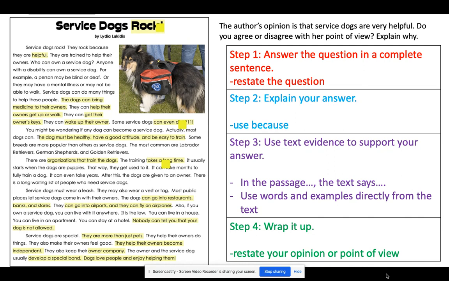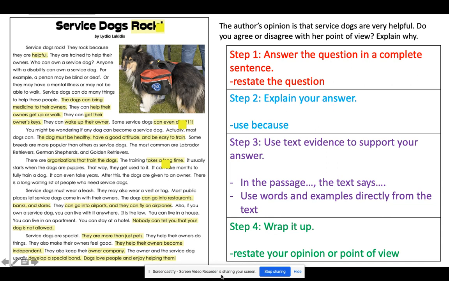Okay, so your assignment today is to write out a response about whether or not you agree with the author of the article that you are reading. So I want to quickly go over a few points of the proper way to write out an answer in paragraph form. Okay, so here I have the article on service dogs that I read the other day.